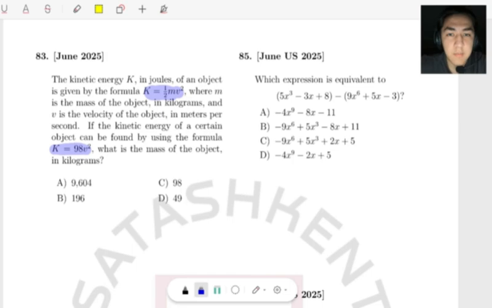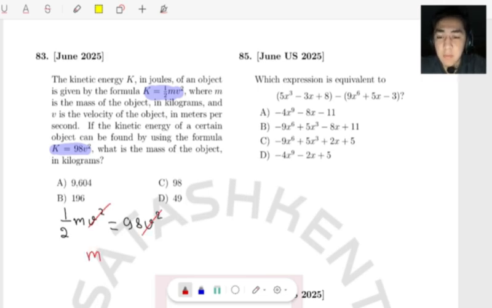So let's equalize them. Let me change it. It's going to be 1 over 2 v squared equals 98 v squared, guys. Here again, I'm just equalizing two same things. That's it. If we simplify, the mass will be left, which is 196, which was asked from us. And the answer is B.